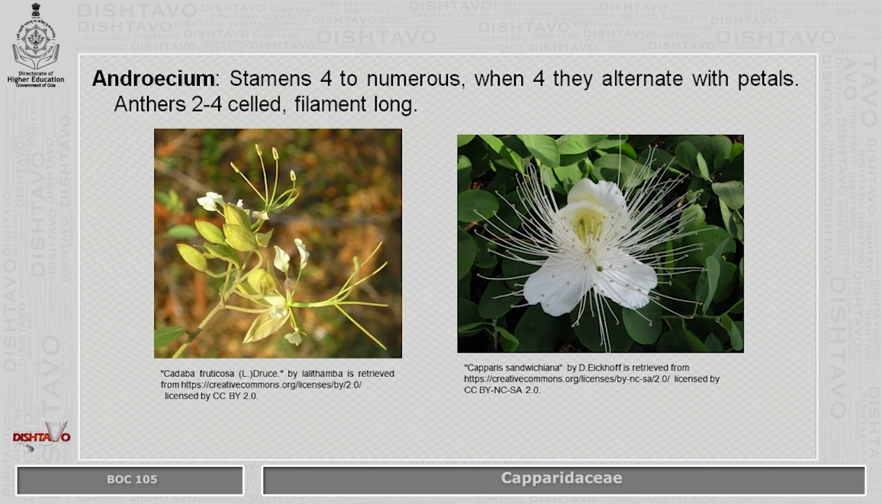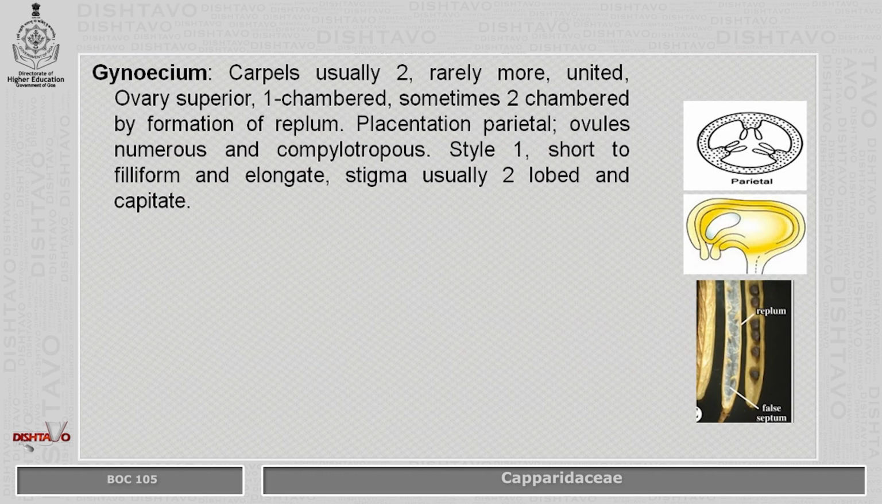Androecium, stamens 4 to numerous. When stamens are 4, they are alternate with the petals. Anthers 2 to 4 celled at maturity. Filament is very long. Gynoecium, carpels are usually 2, rarely more. Carpels are united, they are not free. Ovary is superior, it is one chambered. Sometimes they have 2 chambers.